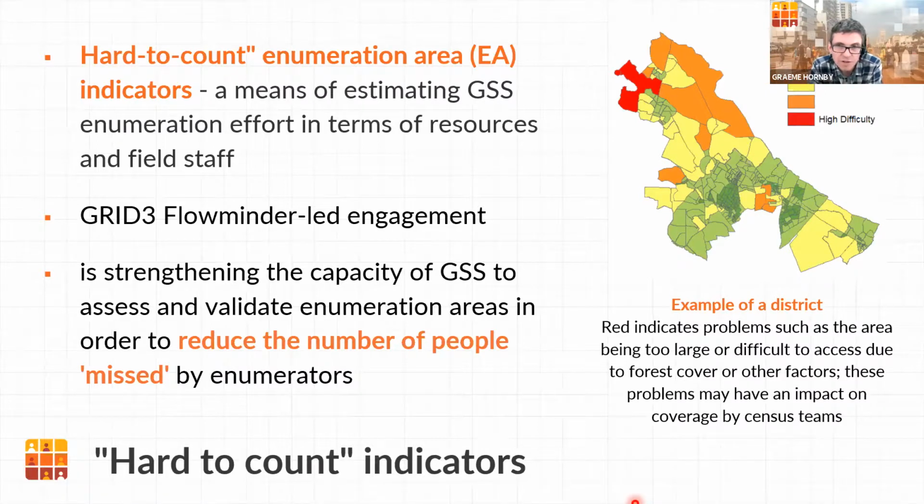The solution that was developed, led primarily by Flowminer colleagues, is what we call the hard to count indicator tools, which are run from GIS and produce maps presenting red, amber, green status for each different EA. So a red is a red flag, obviously. Now this is just an indication because you could have 30,000 EAs, and so it is simply a means of being able to filter down, being able to focus down to some which could cause real issues in the field and problems for teams.